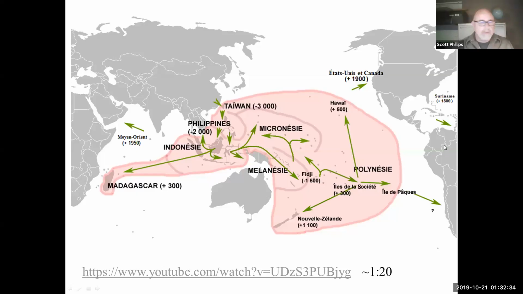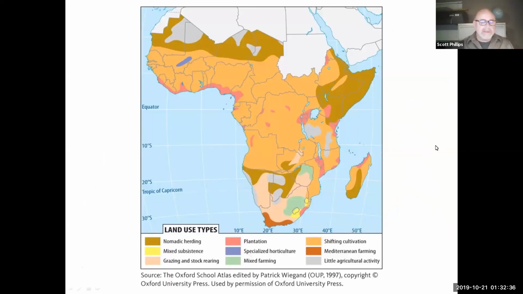Okay, next, let's talk about agriculture in Africa. This is a figure from an older textbook showing the different types of land use. And here, what we have is something called shifting cultivation. Shifting cultivation is something we mentioned in the talk on the Amazon, but I'll go over that. And we also have things like nomadic herding and also plantations.